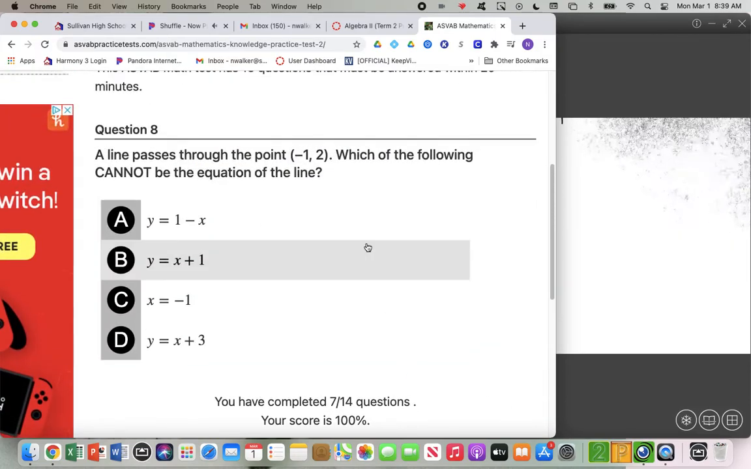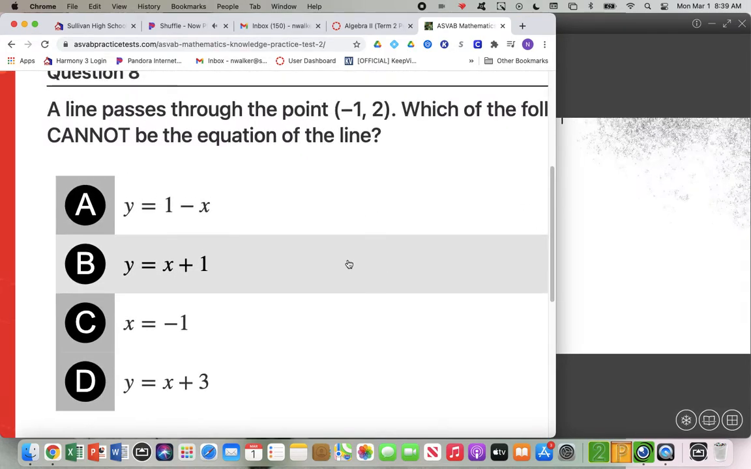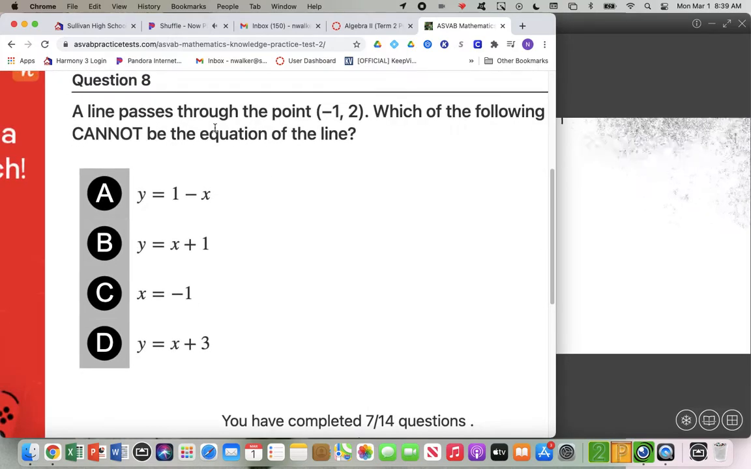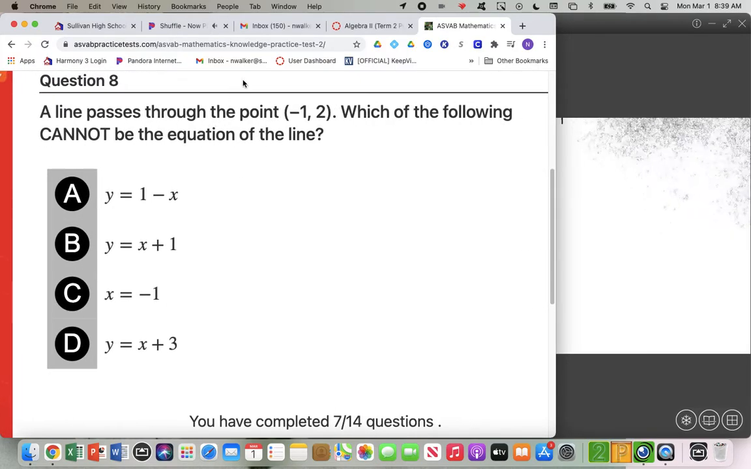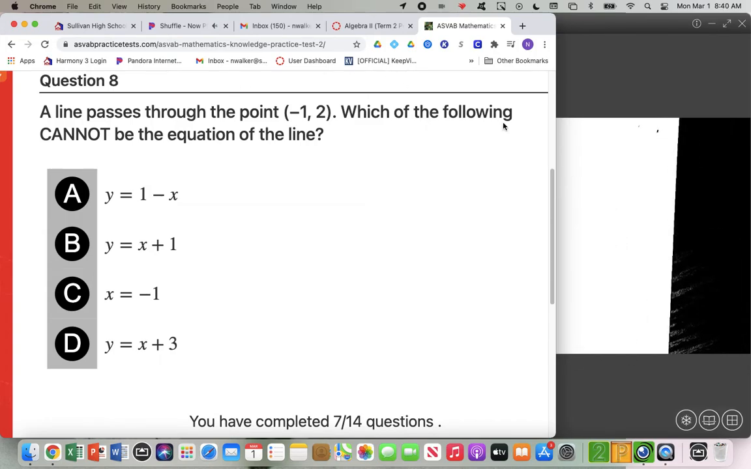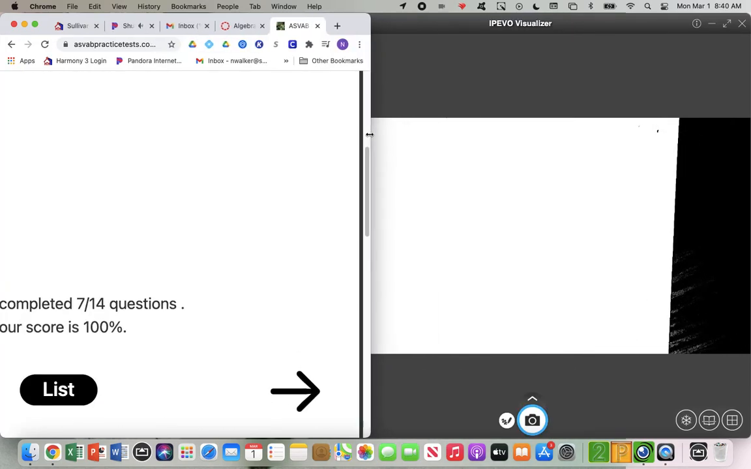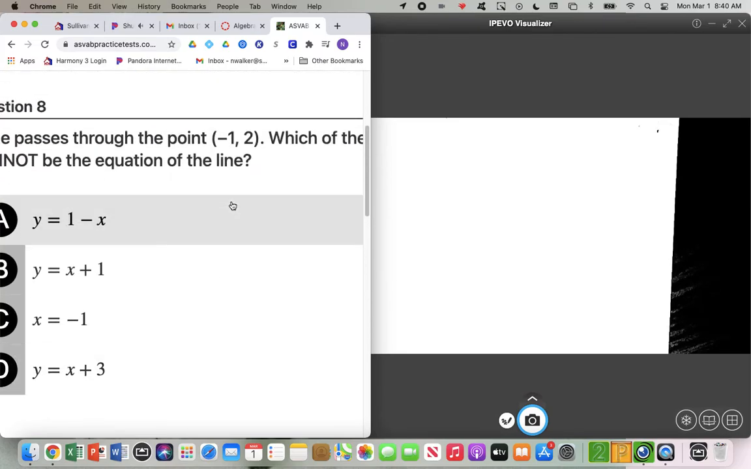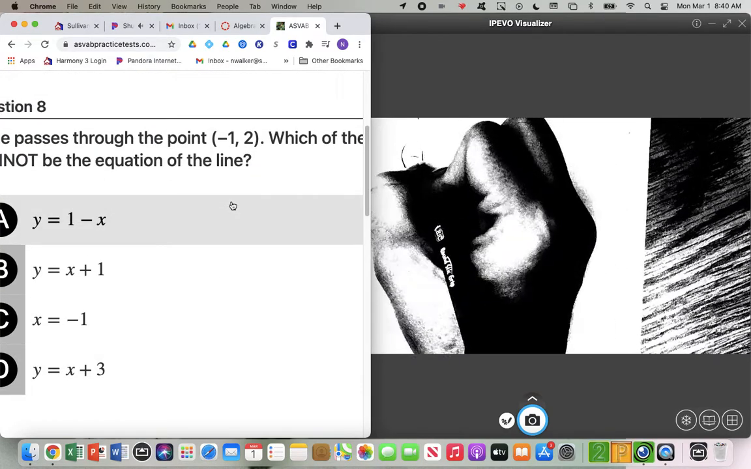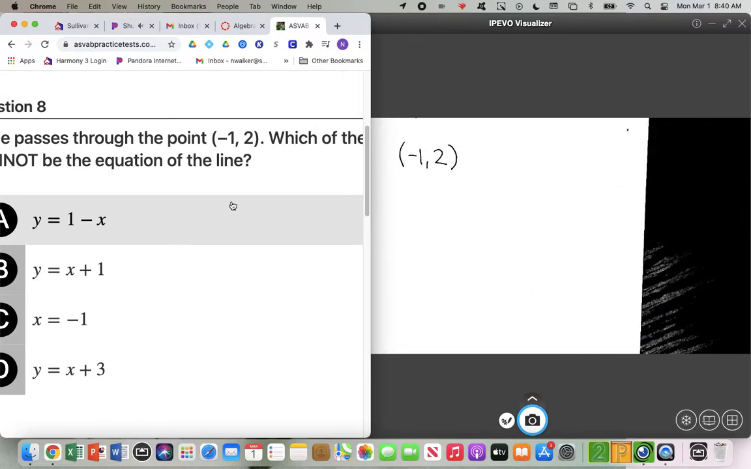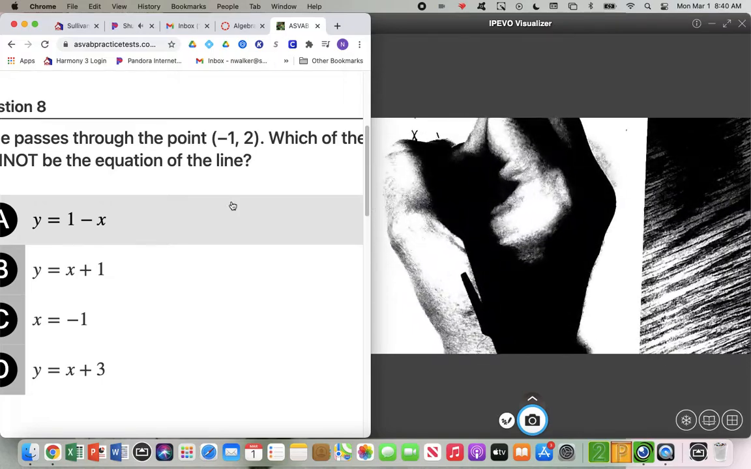Oh, that is not what I wanted to do. Now, do you guys know how to check this one? It says a line passes through 1, -2, which cannot be the equation of the line. So if I give you an ordered pair, and I'm going to zoom over so I can do some of this work on here. All right, if I have an ordered pair, which coordinate is the x? The -1 or the 2? -1 is the x, 2 is the y.